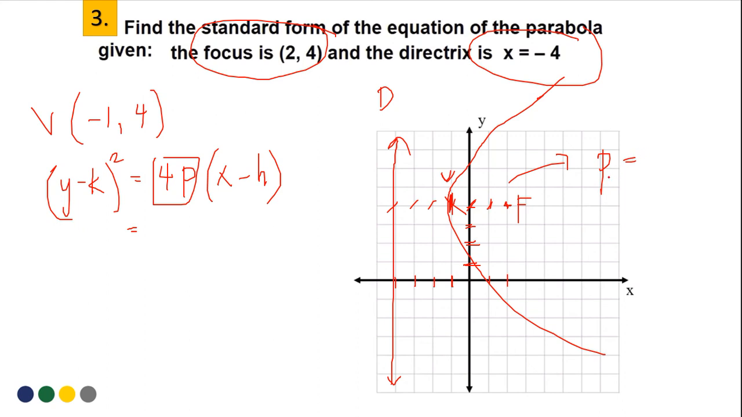The value of P here, ubos yung oras. P is equal to 3. Kahit alam niyo yung sagot, hindi kayo magsalita. So this is the vertex. Bilangin natin 1, 2, 3. So 3 ang ating P.